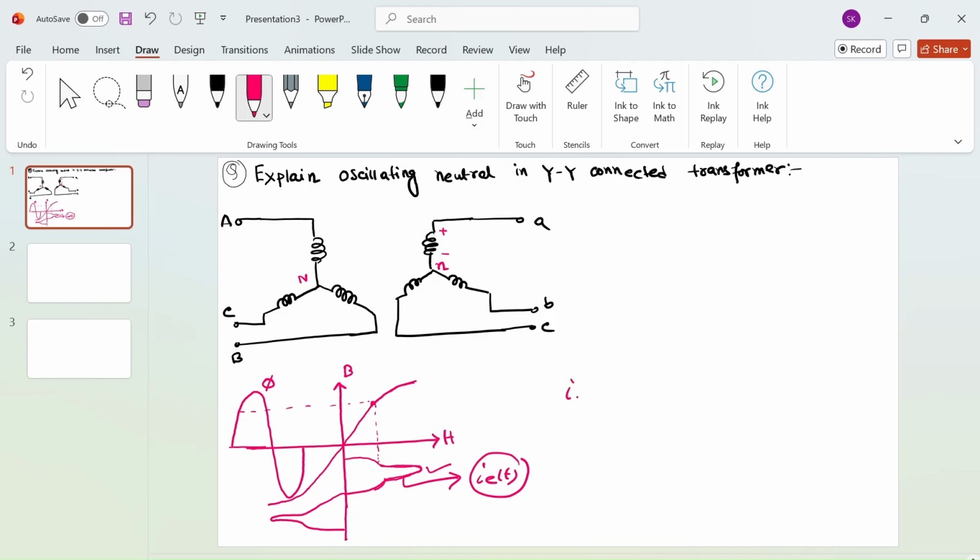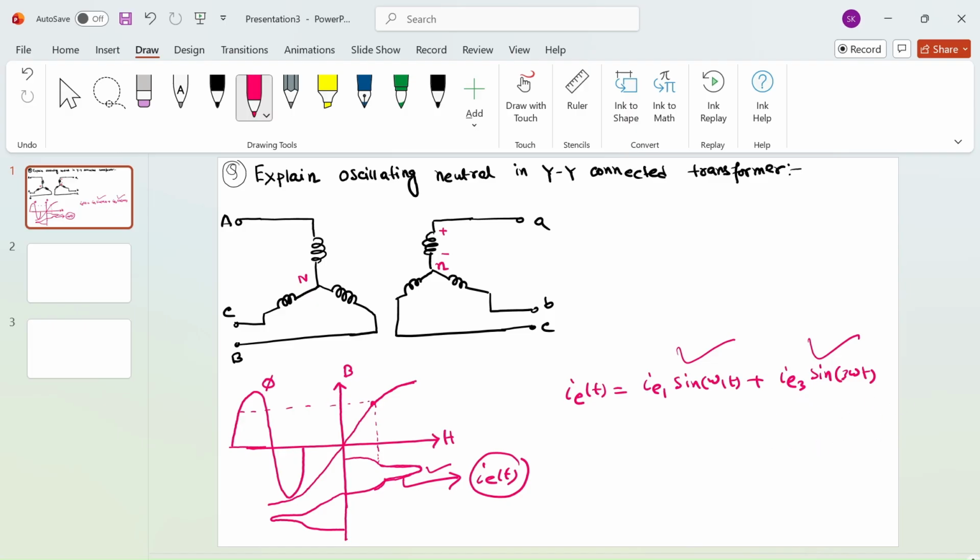So if I write the expression of the exciting current, it has some fundamental quantity, I1 sine omega 1 t. It will have a third harmonic component, I3 sine 3 omega t, I5 sine 5 omega t. Those odd harmonics will come in the exciting current of the transformer because of the nonlinear BH curve. For simplification, I am just considering the fundamental quantity and the third harmonic quantity. I'm not going to the fifth, seventh, and other harmonic quantities. So let's erase these things.